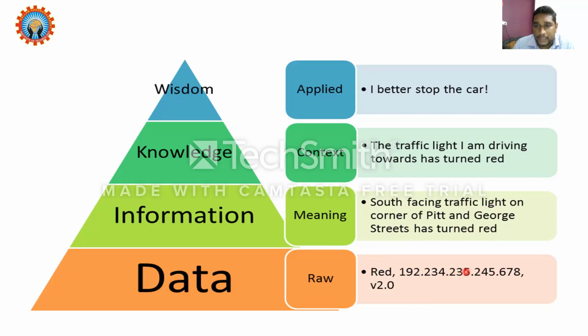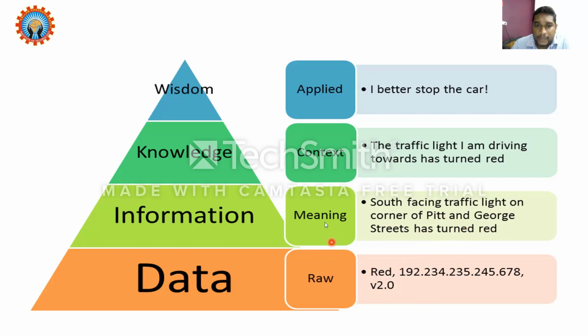Okay, but we don't know that here. Next, the area to which the traffic light belongs is the corner of Pitt and George. And on that street, the traffic light turned red. Okay, so this is raw data.